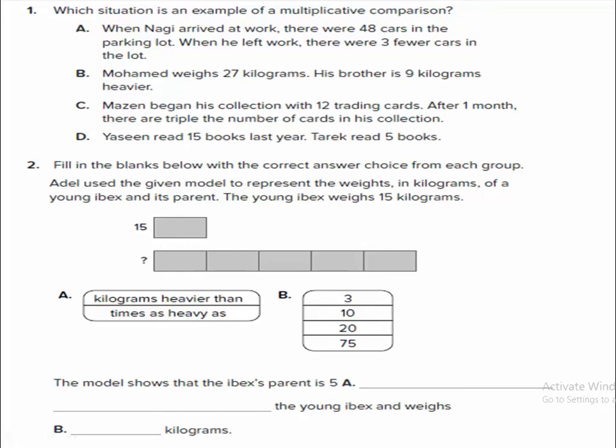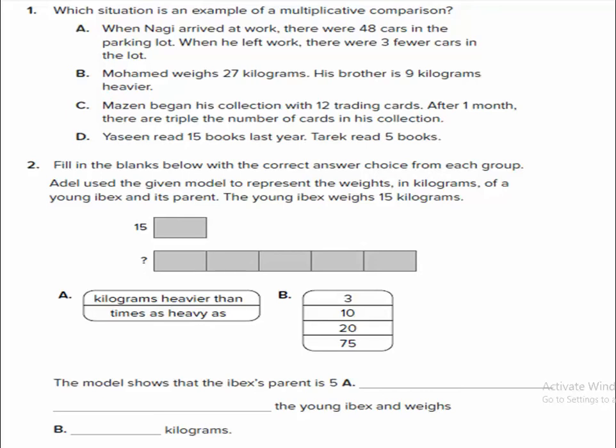Okay, let's see first the question. Which situation is an example of multiplication comparison? Okay, we know that multiplication comparison must have a word like times, triple, twice, or double. So let's see the comparison here.